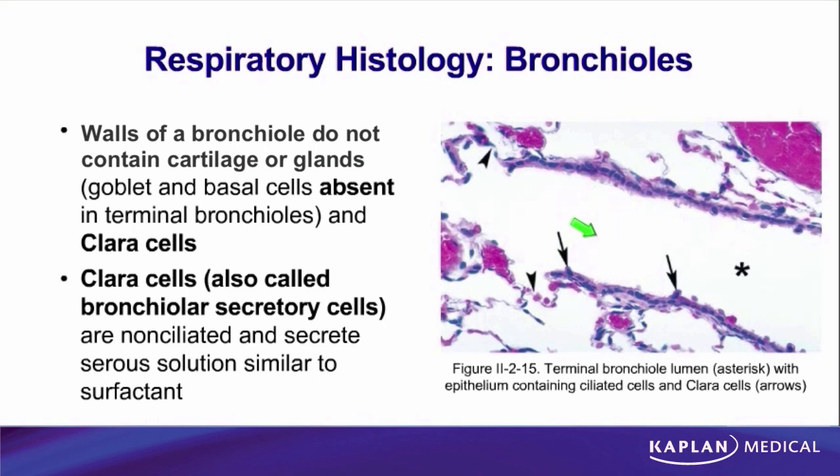There is a special cell type found in the bronchioles, which are illustrated here, that you can recognize. They sort of bulge out into the lumen of the bronchiole. Those are called Clara cells, or bronchiolar secretory cells. They secrete a substance similar to surfactant. Surfactant is actually secreted in the alveoli, but this is similar to surfactant and serves a similar function, which is to reduce surface tension.